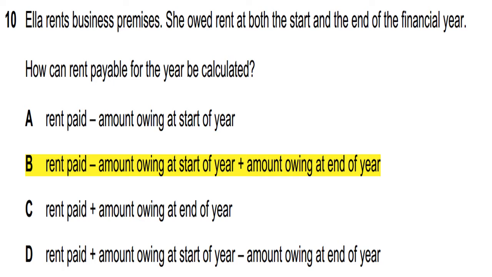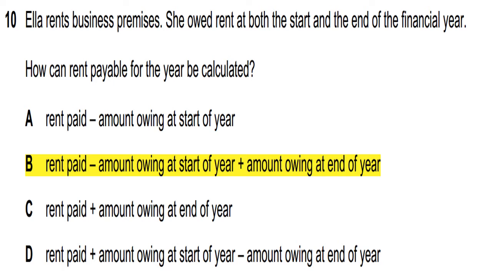When we make the expense account, if we have a balance at the start of the year, that was our liability owing at the start of the year, so that will be deducted. And at the end of the year, if any amount is accrued or owing, that will be added to the rent expense.